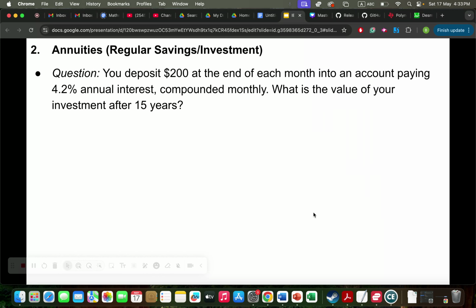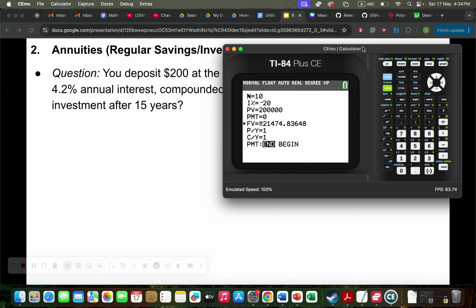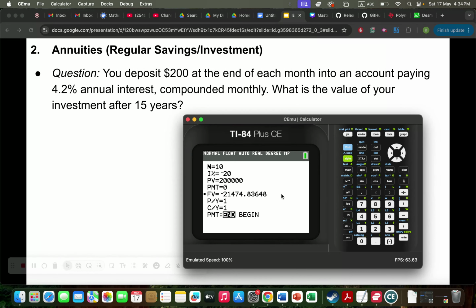You deposit $200 at the end of each month into an account which gives you 4.2% interest, compounded monthly. So the question again is, what is the value of your investment after 15 years? Okay, so back to the calculator, and we're going to end up changing the numbers again. So N, again, this account is going to give you 4.2 interest compounded monthly, okay? And you will deposit $200 at the end of each month, okay?